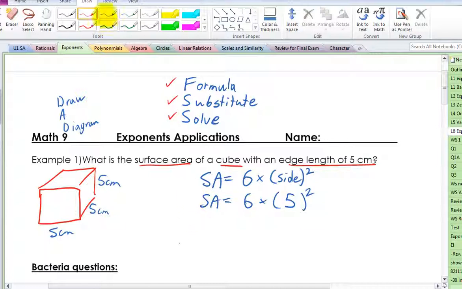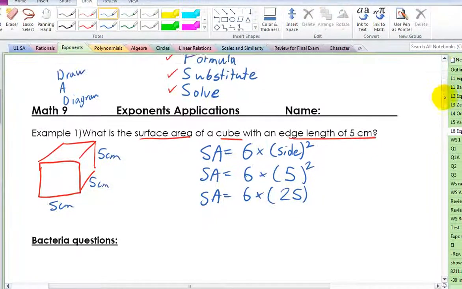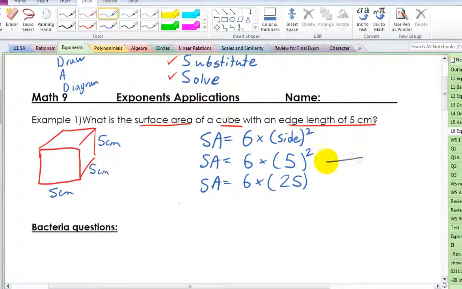So to solve, you're going to do a little bit of BEDMAS. SA equals 6 times what? 25. Notice how you can do that without your calculator? I don't like you guys entering this whole thing on your calculator. It's bad practice when you get to higher level math with those harder questions. You're going to be done.